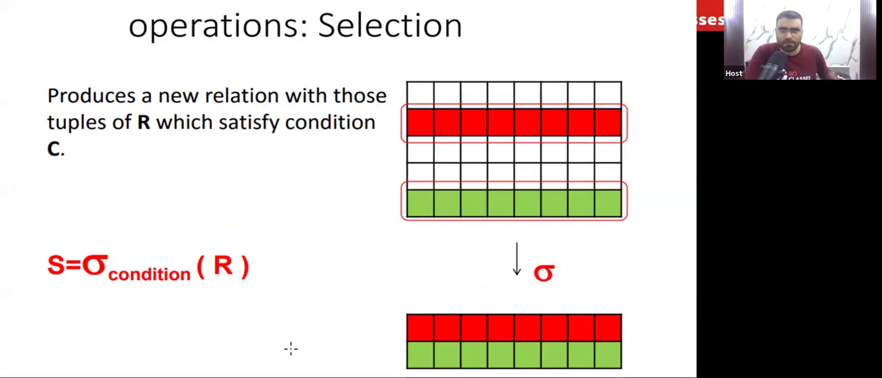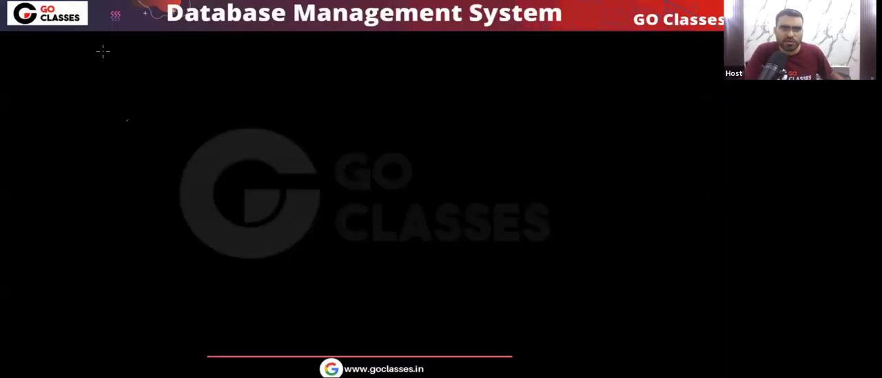So can I say that the selection operation is doing a horizontal partition of the table? Notice this selection operation, or I can say this sigma. I can say this is basically doing horizontal partition.